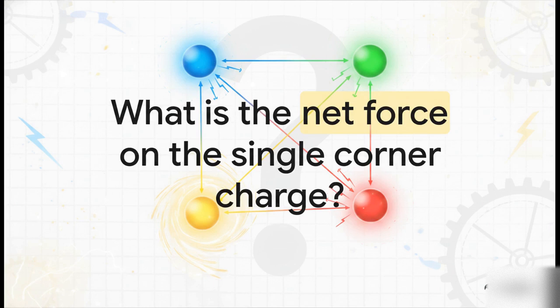On the corners, we have a plus Q charge, a 3Q charge, a 4Q charge, and a 10Q charge sitting diagonally across from our target. And we want to find the net force on that single plus Q corner charge. If you calculate the forces from those neighboring 3Q and 4Q charges, it feels super intuitive to just add their resultant straight down the middle diagonal and combine it with the 10Q force, right?